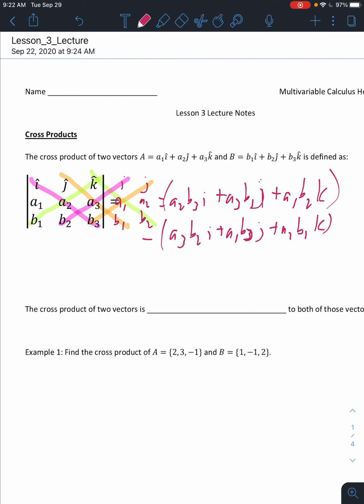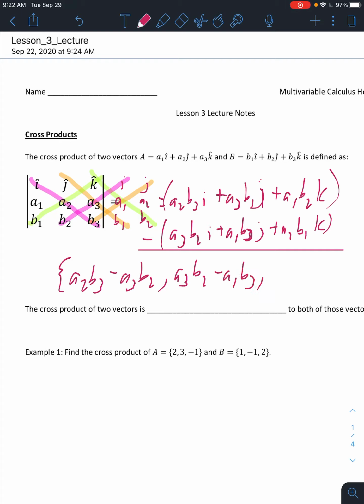All right, so that would give me, if I subtract the i's and the j's and the k's, this vector here: A2B3 minus A3B2, and then A3B1 minus A1B3, and then A1B2 minus A2B1, as my cross product vector.